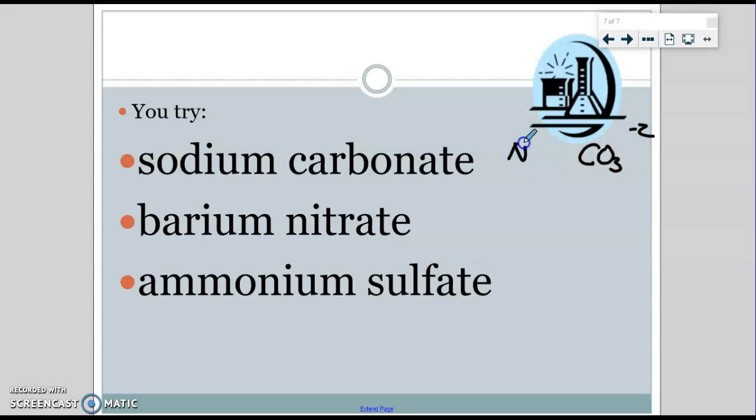Well, sodium we know is Na. It has a +1 charge. So to get the full compound for this, it'd be Na2. So we crisscross those charges. CO3, and there's just one of them, so we leave that blank.